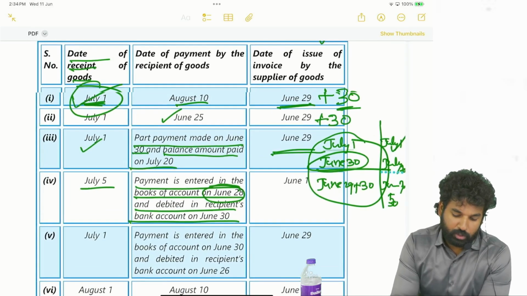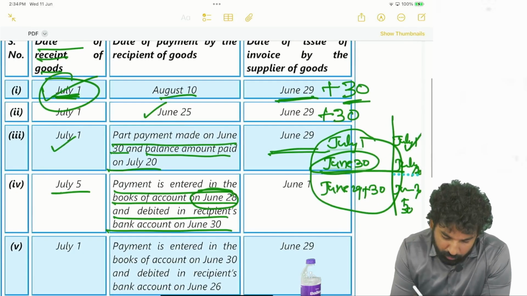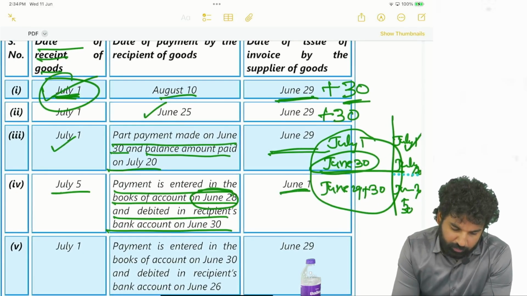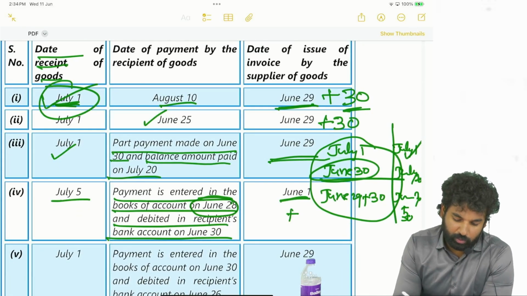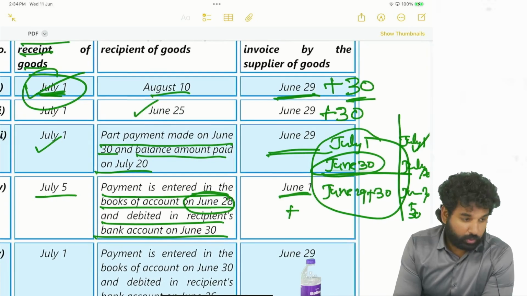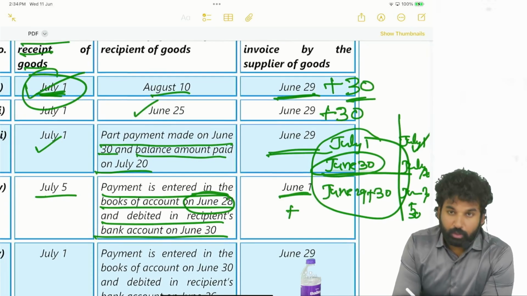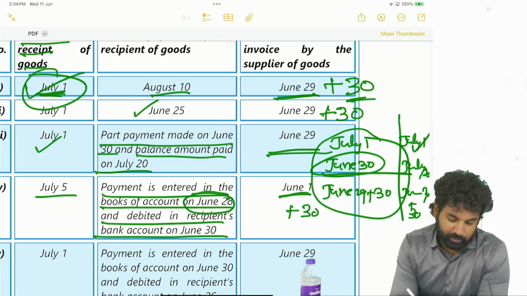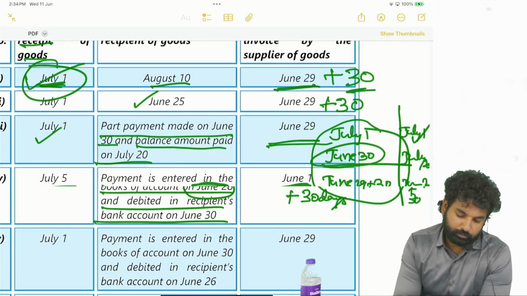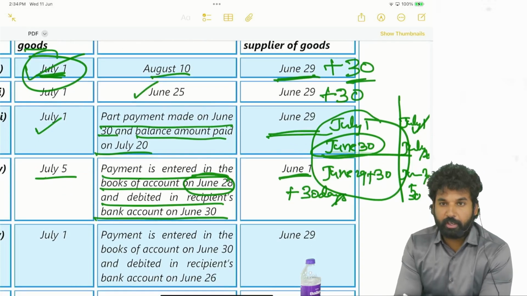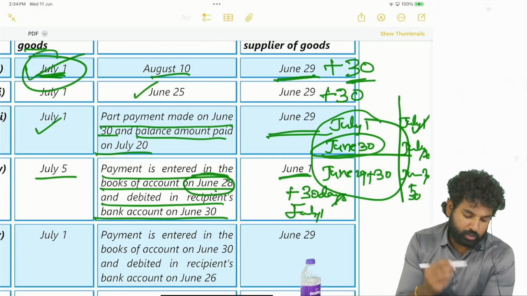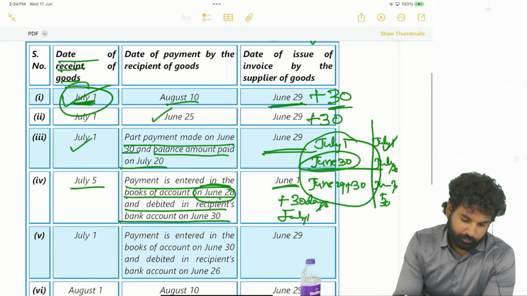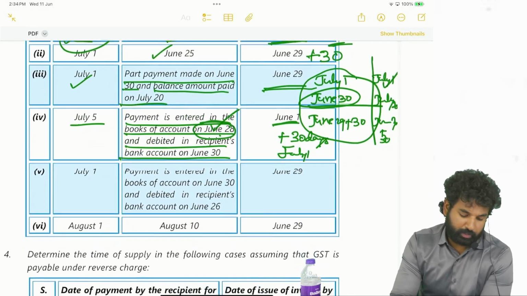Right, next. June 7th is the date of issue of invoice by the supplier. June 1st, sorry, June 1st. Plus 30 days. That means June 1st plus 30 days means July 1. July 1, June 28, July 5. Whichever is earlier? June 28. Time of supply. Next.